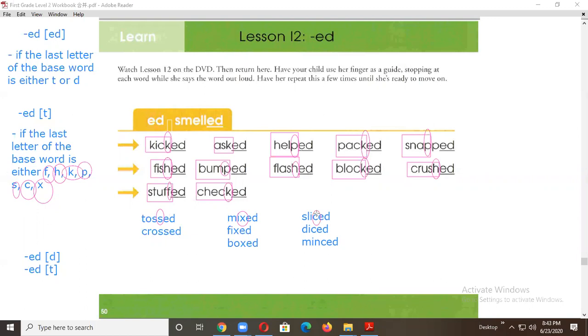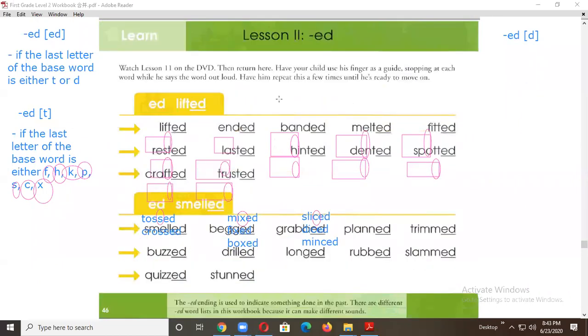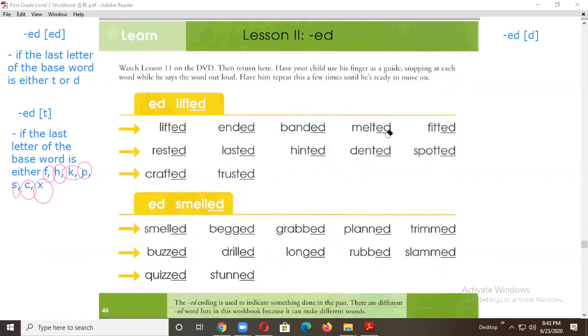And then for the rest of the letters, especially for double letters, the pronunciation is the last one that I'm telling you, the D sound. I'm going to take a photo of that, and then I'm going to save the photo, and then go back here. So here, let's go to the D sound. You only say the T sound if the letters are the ones mentioned, either T or D or F, H, K, P, S, C, X. If the last letter of the base word does not belong there, that means the sound is D.